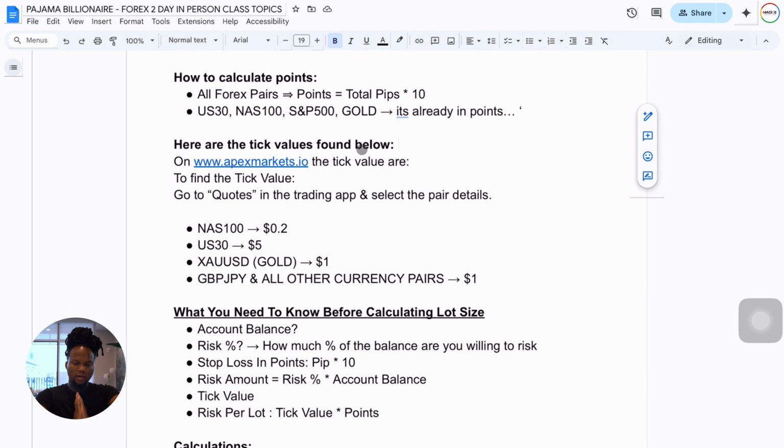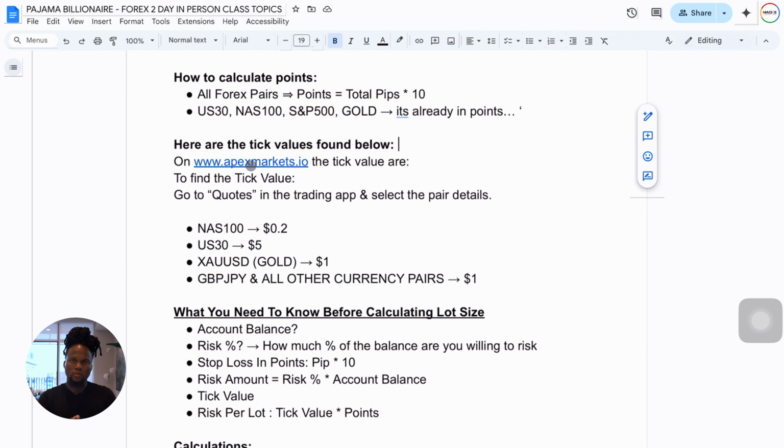Now, here are the tick values found below. You're going to need a tick value in order to calculate how much a point is worth. If you go on the MetaTrader 5 app right now, you realize that everything is in points. This is why we convert it to points.